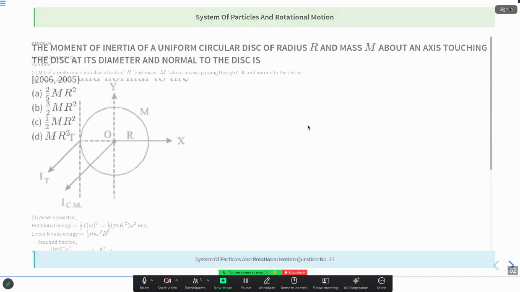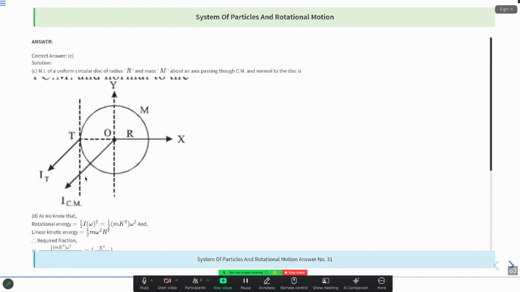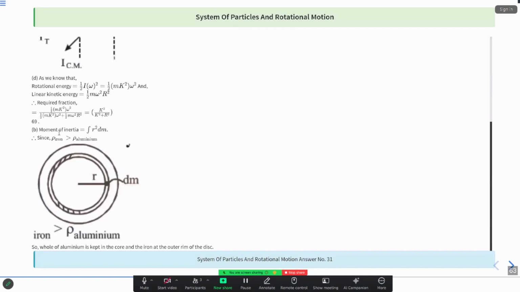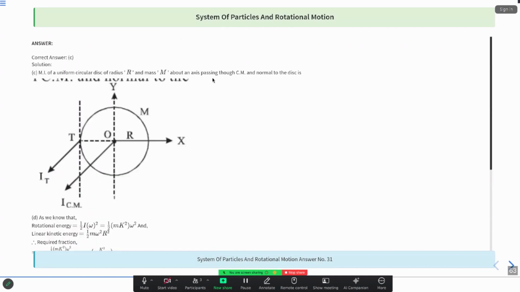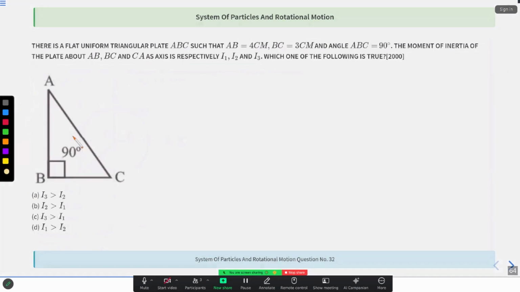Fine. So this question had come in 2006 as well as 2005. Fine. So the final solution over here, it is given. Half mr square. Fine. It is half mr square. All right. There is a flat uniform triangular plate. Fine. Flat uniform triangular plate ABC such that AB is equals to 4 centimeters, BC is equals to 3 centimeters, and angle ABC is 90 degree, as you can see in the diagram.